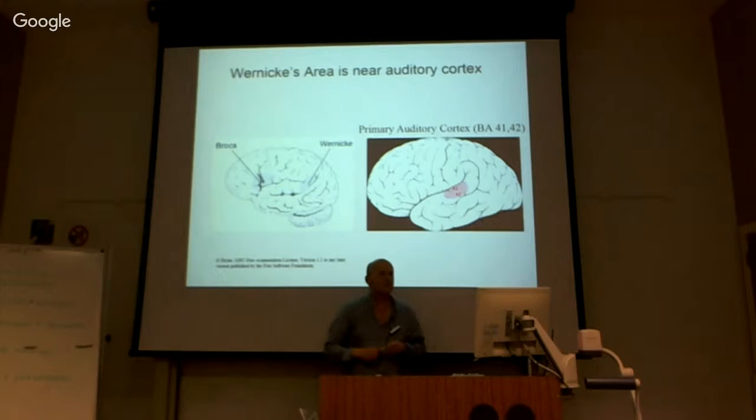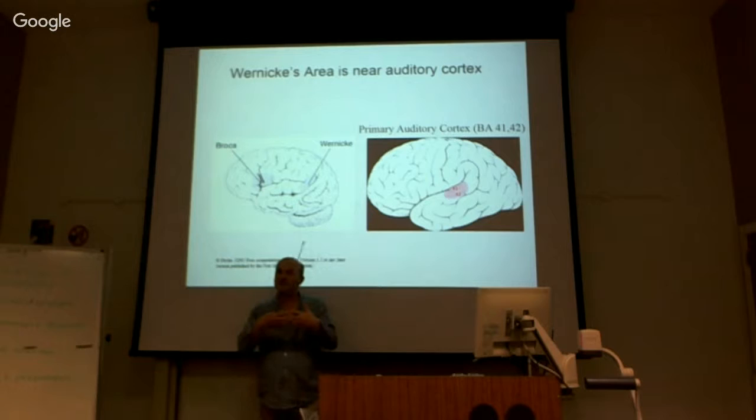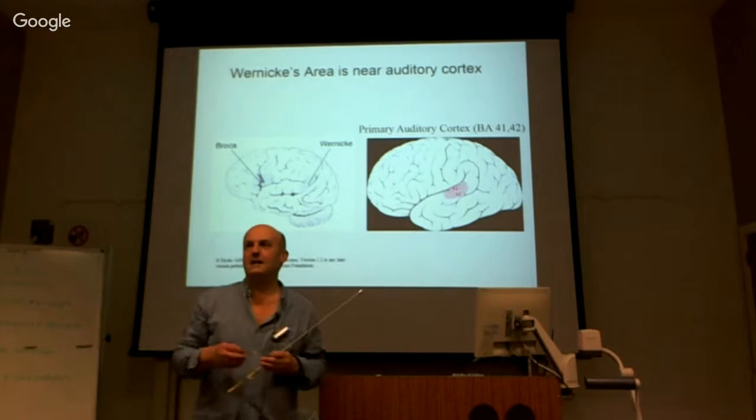And Wernicke's area is near the auditory cortex. And that makes sense as well, because you would need to have a very rapid connection between areas of sound and areas of meaning. So whenever regions are close together in the brain, we suspect it's because you want very efficient transfer of information. You want it to happen very quickly.